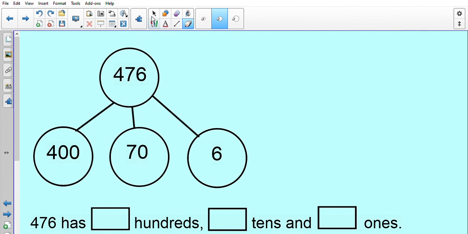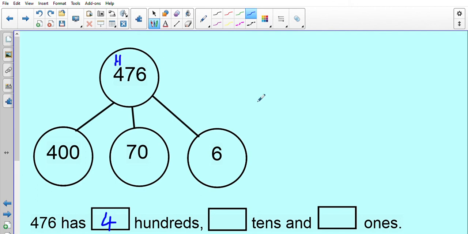So we've got 476. So 476 has got how many hundreds? Do I write 400 in here? Let's have a look. Has it got 400 hundreds? That can't be right. It hasn't got 400 hundreds. Let's rub it out. How many hundreds does it have? That's right. It has 4 hundreds. I can look at this digit here to tell me that it's got 4 hundreds.